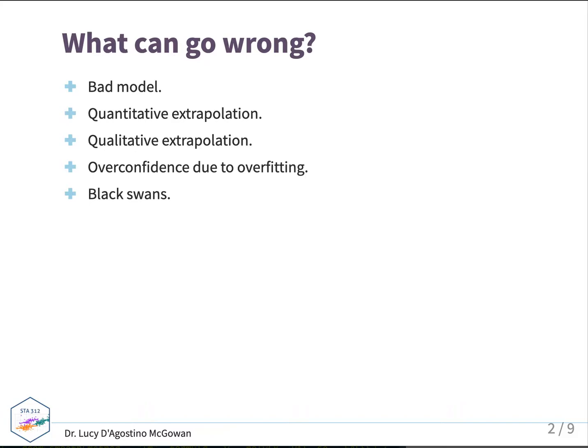And then finally, you can just have black swan events where basically your data looks good, your model looks good, kind of everything checks out. You're not extrapolating outside, you're using it in the same range, but there are just these really uncertain events that can happen that can really dramatically change your estimates.